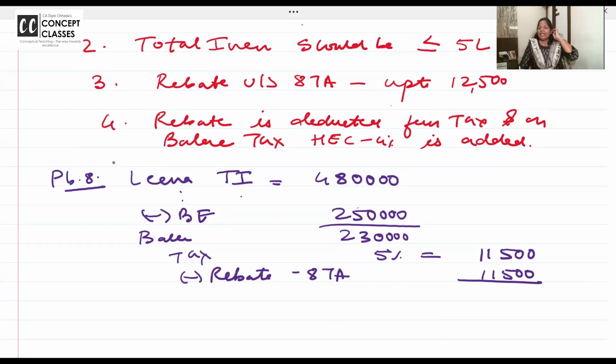Did you all get the meaning of why the rebate cannot exceed the tax? Tax is 11,500. Ma'am, give rebate 12,500. Department को बोलो refund दो. ऐसे थोड़ी होता है. So what will be the rebate? 11,500. What will be the tax payable? Nil. Now tell me, shall I add health and education cess? No. But I want you all to just write and keep an alert sign: before the health and education cess, you have to minus the rebate.